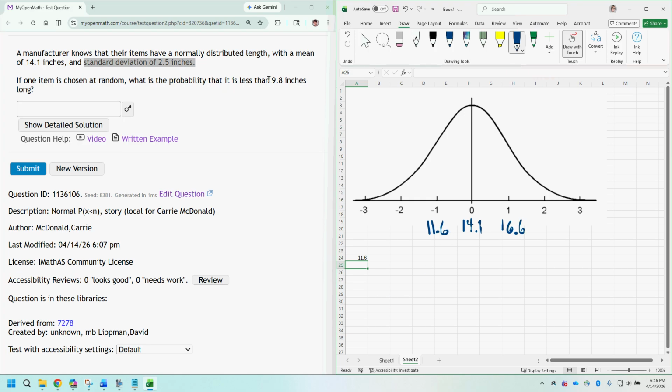And notice that we're using a reference of 9.8 inches. So I'm just trying to get a sense of how far to the left I need to go to indicate the boundary that's going to divide up the bell curve for me here to answer the question. Now, I need to go a little lower. So let's subtract another standard deviation from 11.6. So I'm going to subtract 2.5 again and get 9.1.